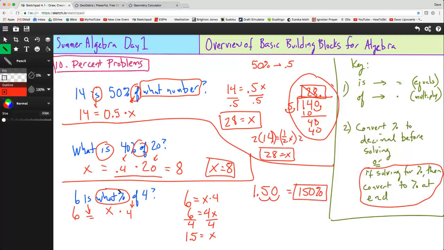And always remember this last thing. If you're solving for a percentage and you get this, you come down here and you say x is 1.5, well, you need to make sure you answer it as a percent if you want full credit.